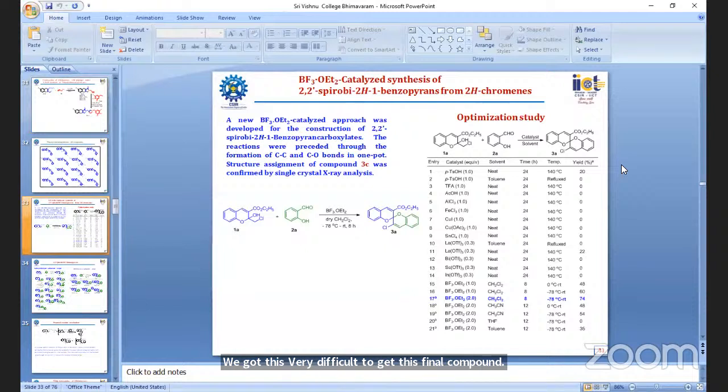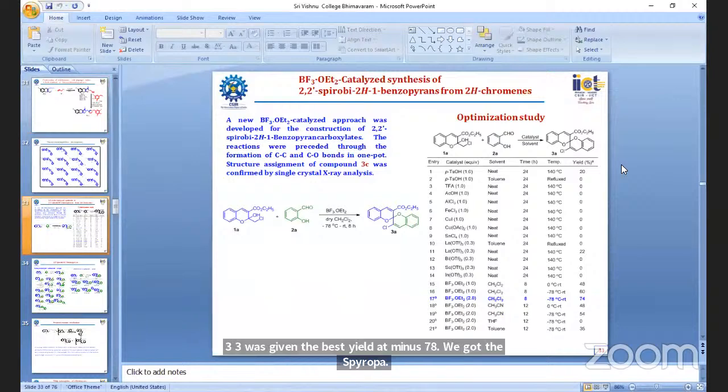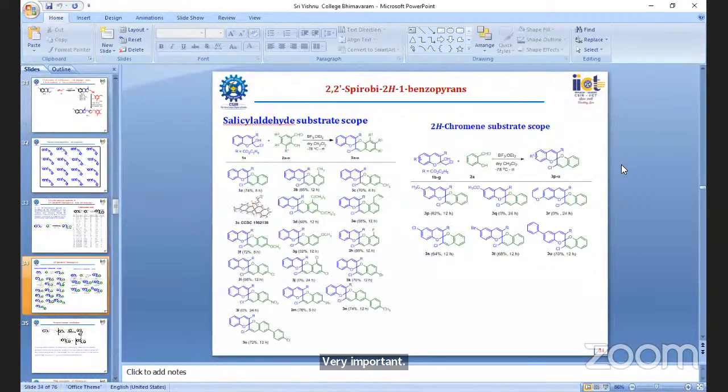But with the same reagent, BF3, instead of AlCl3, FeCl3, TFA or PTSA, BF3 gave the best yield at -78 degrees. We got the spiro compound, a very important heterocyclic compound. This is the substrate scope, where we have shown that 2H chromene converted to these spiro compounds.